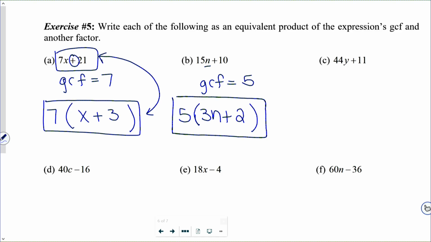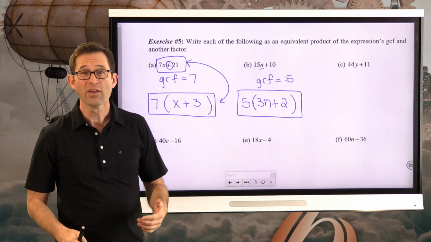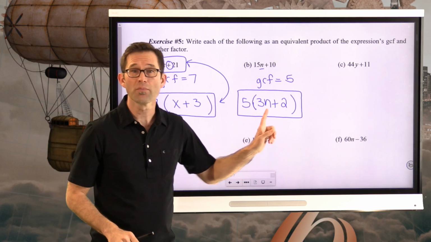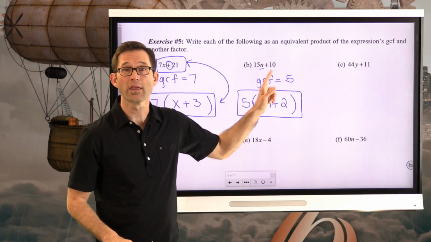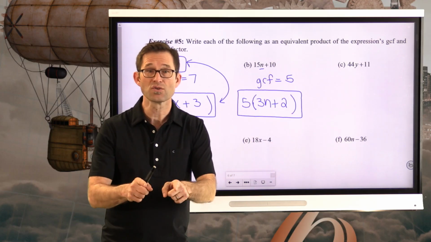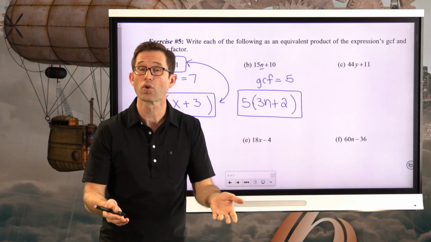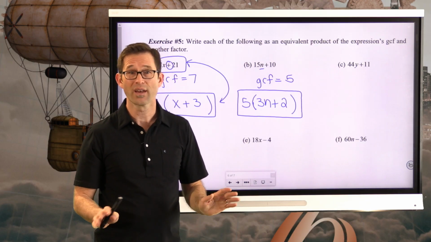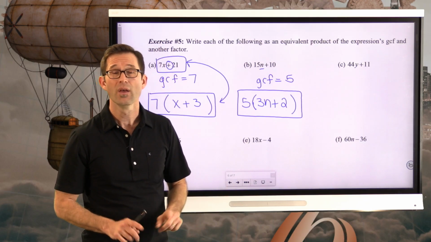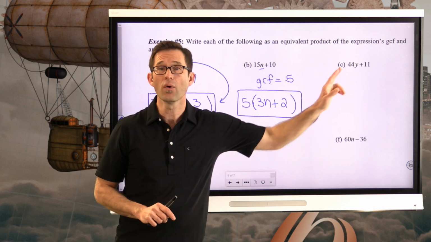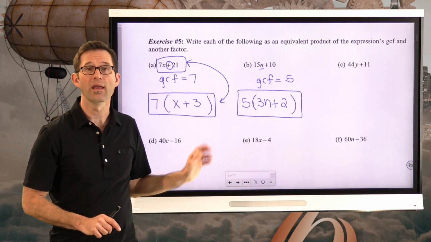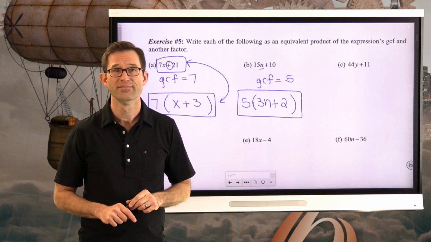You can always check your answers by literally doing the distributing. So if I then multiplied through by 5, do I get the original expression? If the answer is yes, then I've done what I should have correctly. If the answer is no, then I botched something. All right? So what I'd like you to do now is pause the video and try to write each one of these in their factored form.